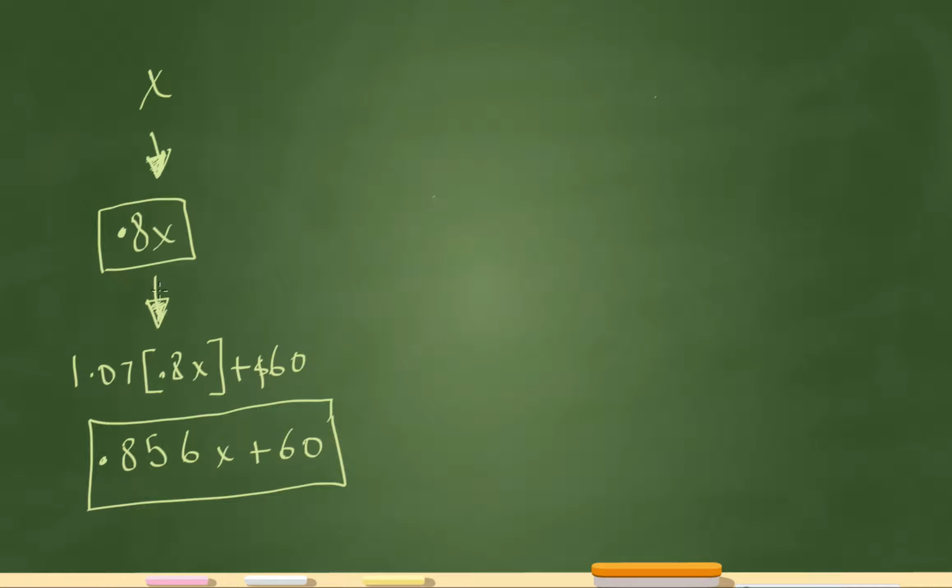So if you understand why I'm doing 0.8x over here, because that just represents 80% of the value, and this is my 80% of the value of the television. If I add on tax, I have to do 1.07 since the tax is 7%, and then I multiply this to get 0.856x plus 60. If you understand this explanation, great. I'm going to do it a little bit differently now.